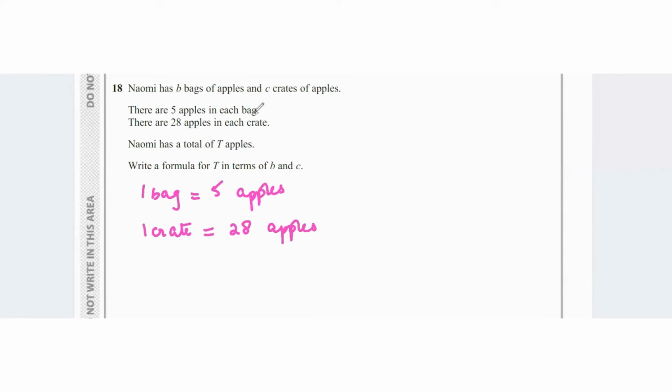The total number of apples is T. So T will equal, since we have B bags and one bag has 5 apples, B bags will have B times 5 apples, plus one crate has 28 apples, so C crates will have 28 times C apples. So the total will be 5B plus 28C. That is your formula for T in terms of B and C.